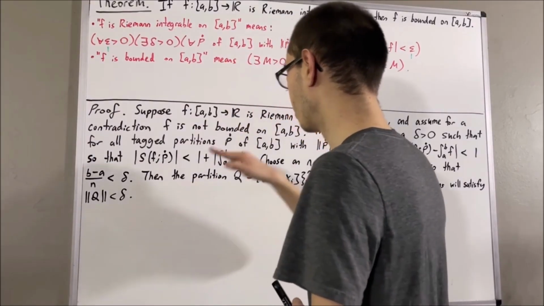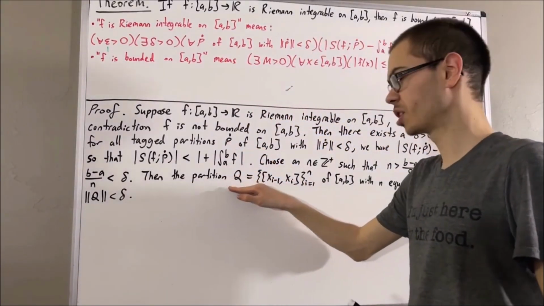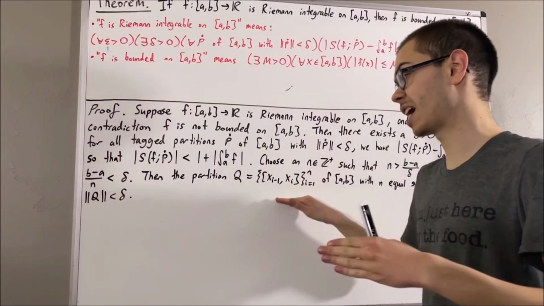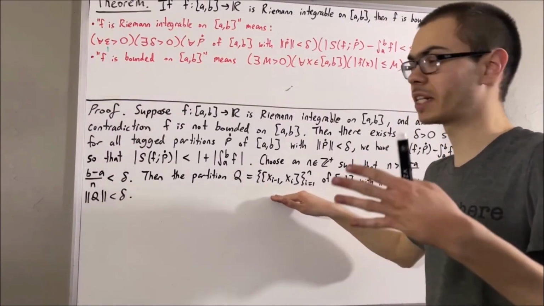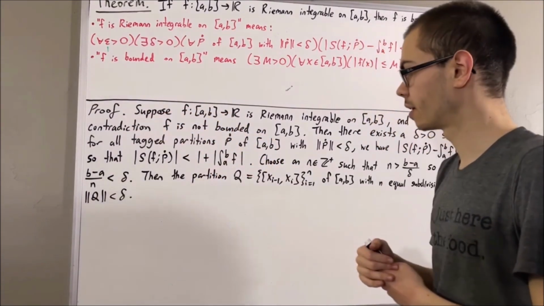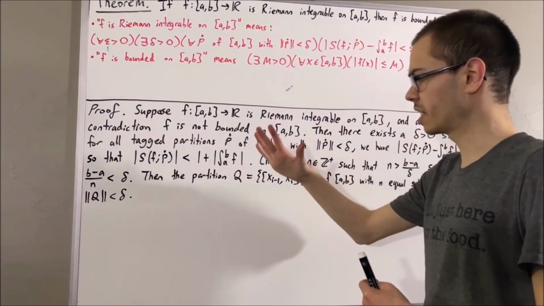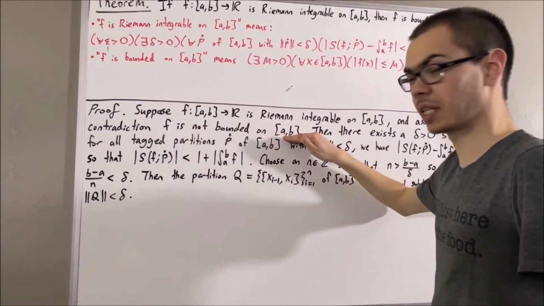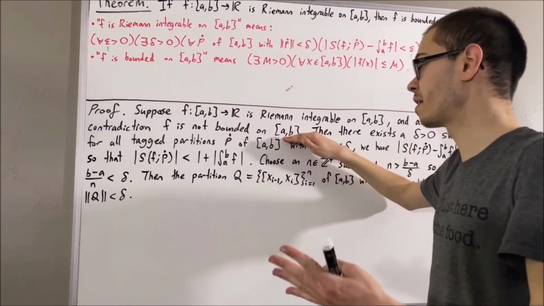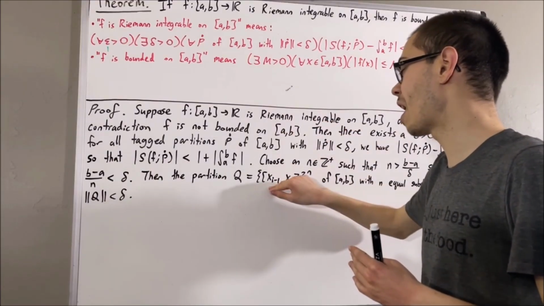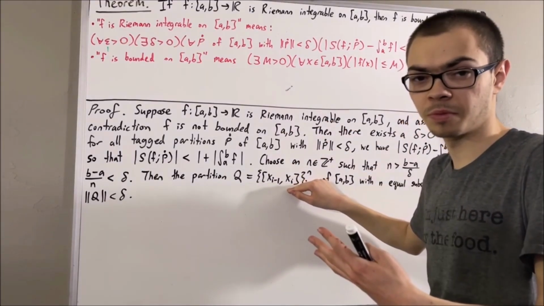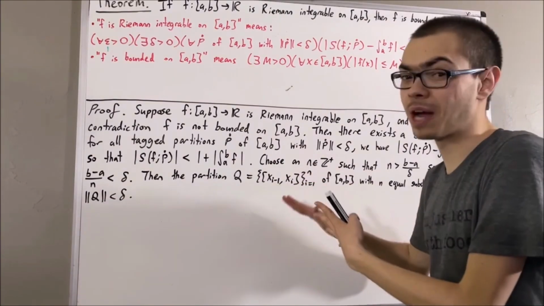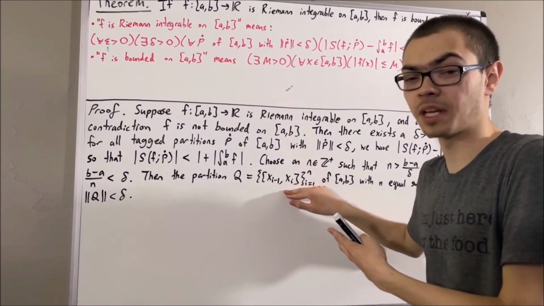Now notice, we have not given any tags to this partition, but now we're about to choose tags for this partition, which will lead us to a contradiction. And so to do that, the idea is, since f is not bounded on [a, b], well then there's no way that f could be bounded on every one of these subintervals. Because what happens if instead f is bounded on every single one of these subintervals?